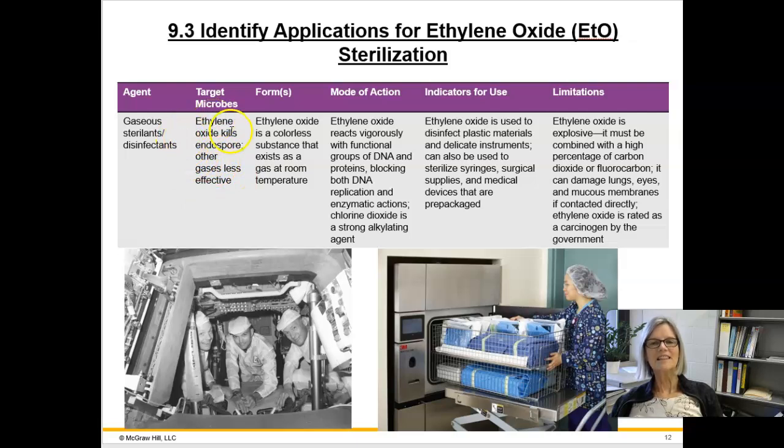The unique thing about ethylene oxide is it's used as a gas. The only other microbial control we talked about that's used as a gas was some forms of chlorine. Chlorine can be used as a gas. Ethylene oxide, like I said, is another one, and it's very effective at killing endospores, so it can sterilize, so it's a high-level germicide. I put a couple pictures here to show you how ethylene oxide is used.